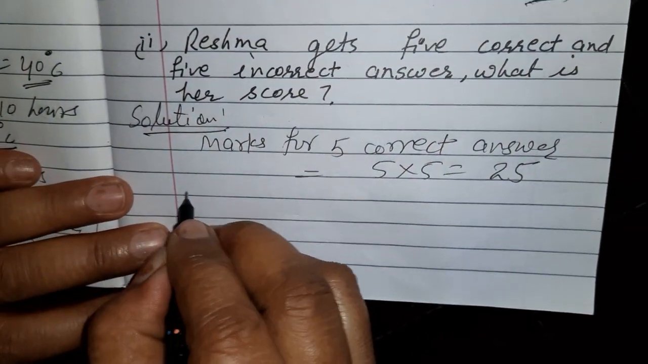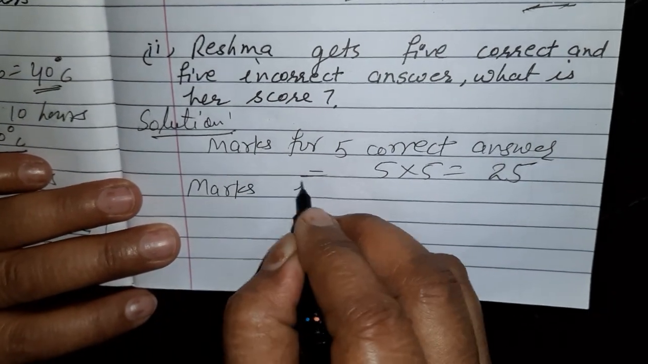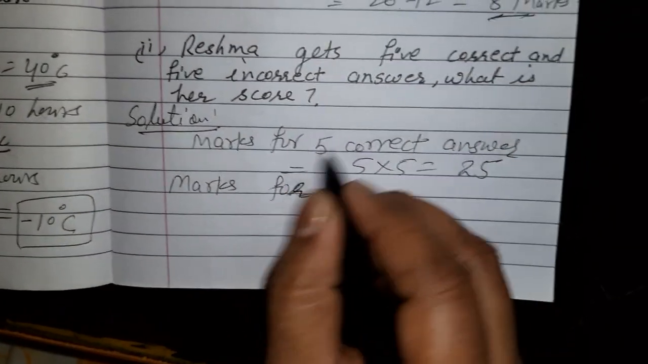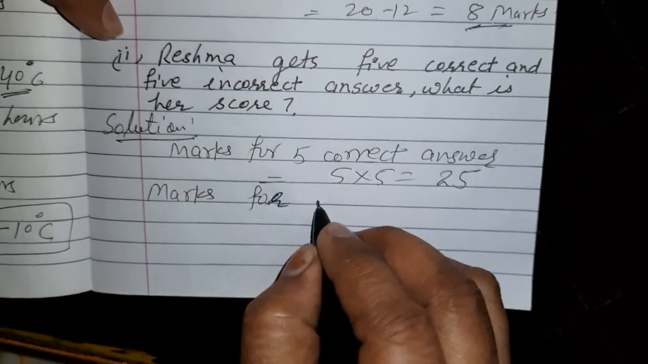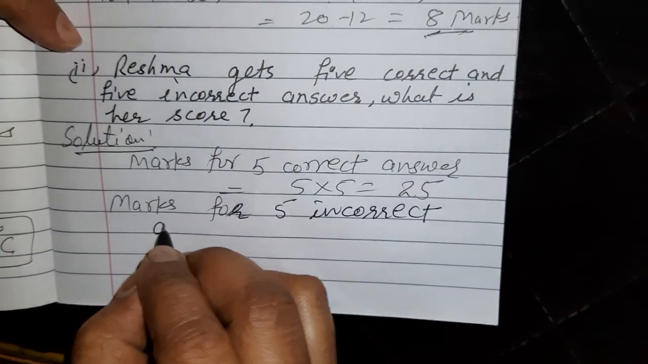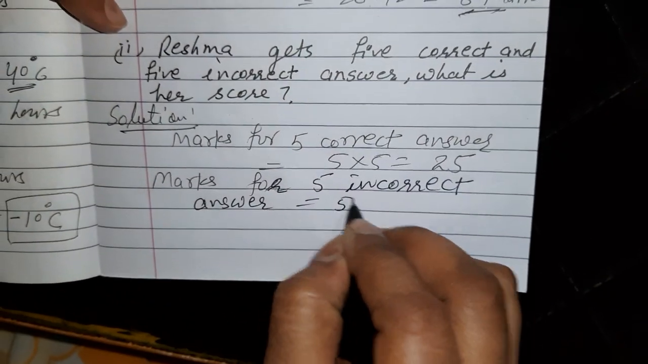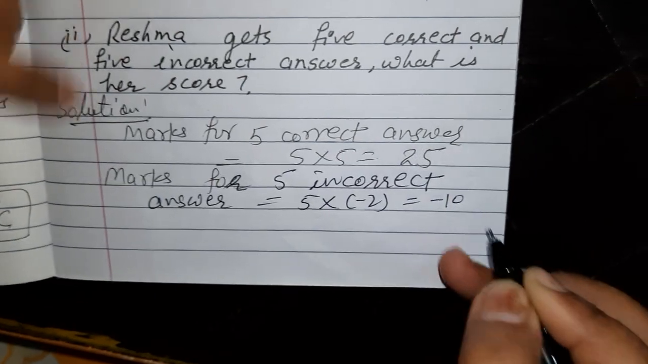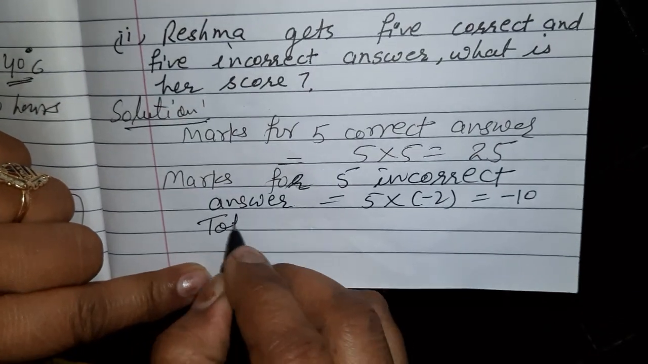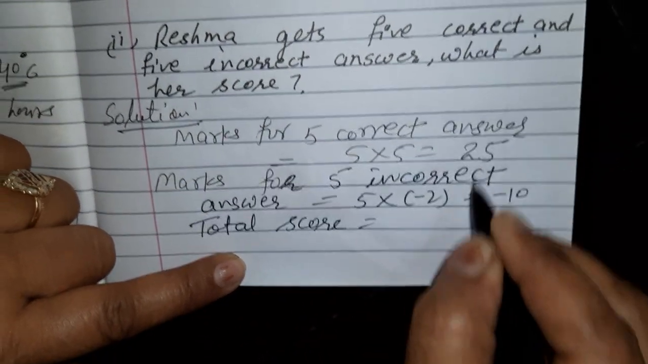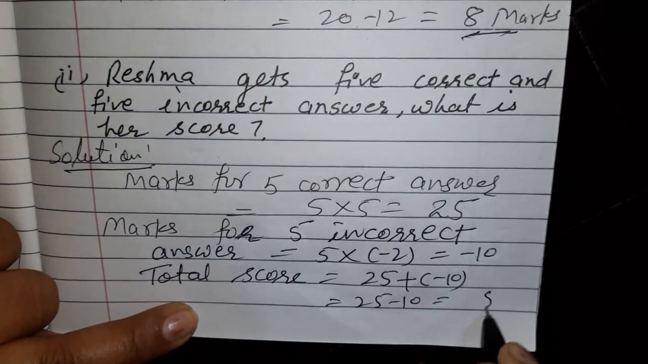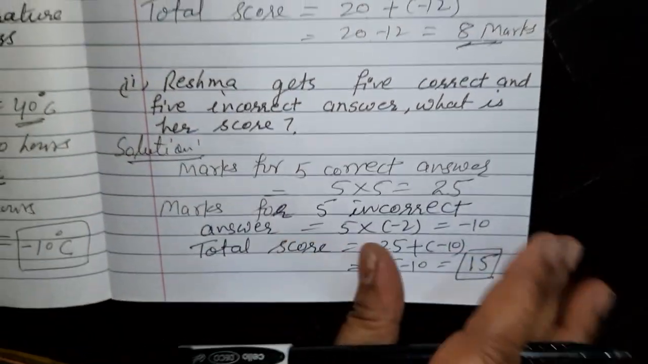And 5 incorrect. So marks for 5 incorrect answers: that is 5 multiplied by minus 2, that is minus 10. Now what is her score? As I have done in the first one, write total score. Total score is equal to 25 plus minus 10, that is 25 minus 10, that is 15 marks. Okay. Now the third one is given.